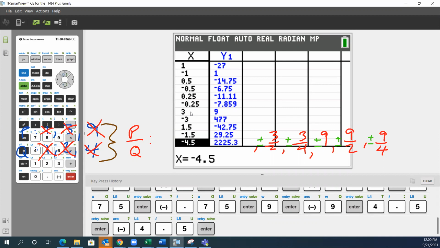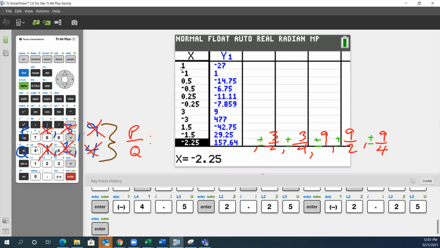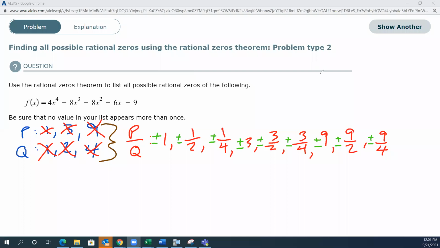9/4. That's 2.25. No. -2.25. No. So none of them work. That's not what I was expecting. Okay, so that would be what you do. So this function does not have any rational roots.